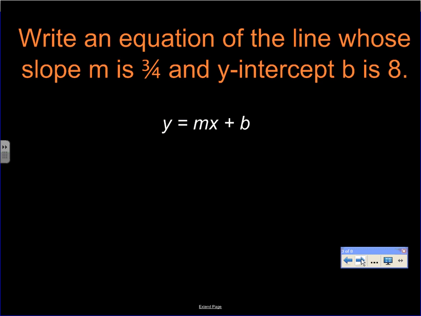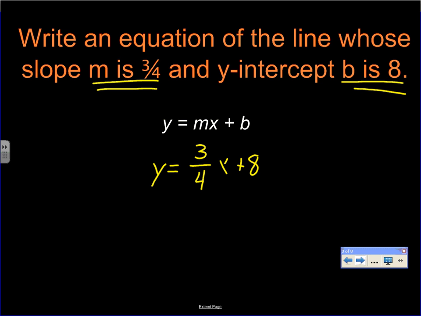Looking at this example, it's also giving us the slope and the y-intercept. So the slope is 3/4. So I'm going to write that below the m. And the y-intercept is a +8. So we put that below b. Bring everything else that needs to be in the equation down, x, y, and the equal sign. So we have y is equal to 3/4 x plus 8. That would be your linear equation in slope-intercept form.